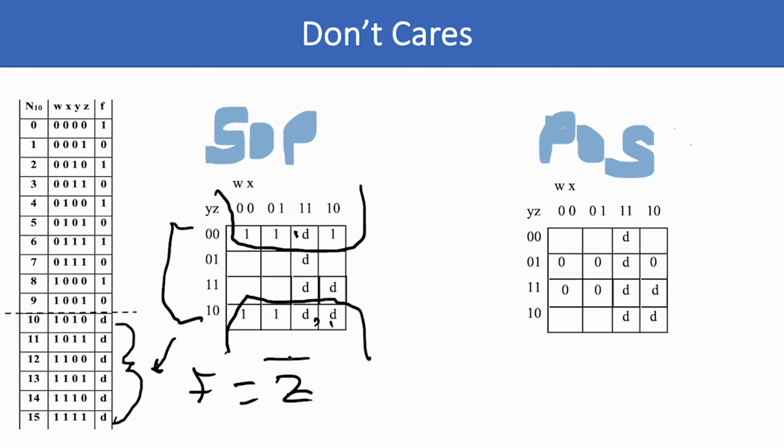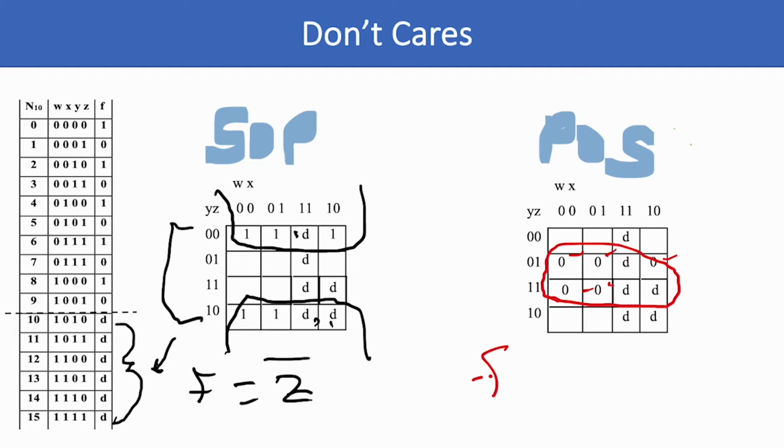Z bar. Let's look at the POS version. Okay, so in the POS version, we're mapping the zeros of the function, and we have a 0 here, here, here, here, and here. But we have don't cares in here too. So we can use these don't cares as zeros. Like we said, we could use them as a 0 or a 1 because we don't care, because we're not going to ever have that combination. So we can circle all 8 of these.